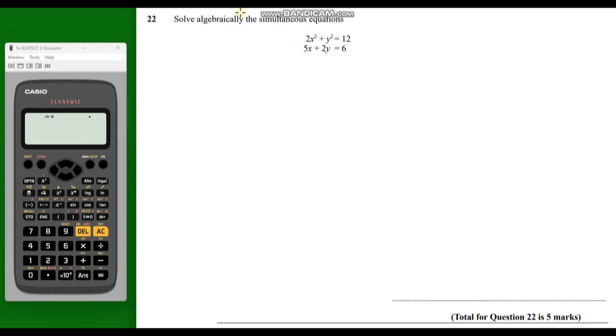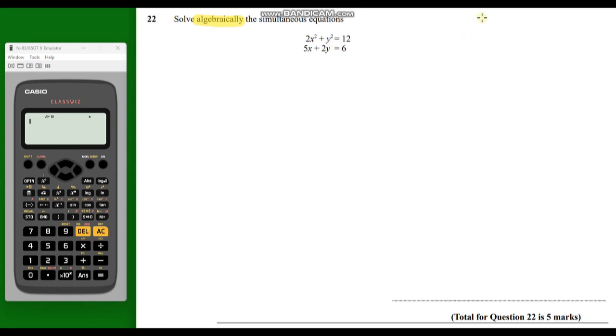Question 22. Solve algebraically the simultaneous equations. So it looks like we've got one quadratic equation and one linear equation. So whenever you've been given one of each, you should be substituting the linear equation into the quadratic equation. So the first thing I'm going to do is rearrange this linear equation. So you can either make x the subject or y the subject. It doesn't matter which one you do, you'll still get the same answer. But I think I'm going to make y the subject.